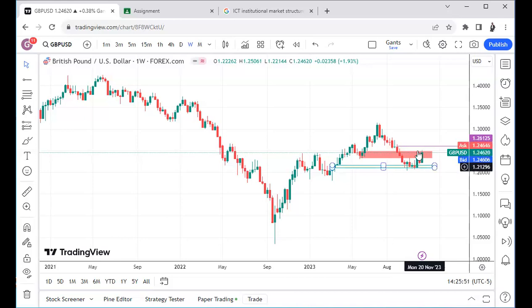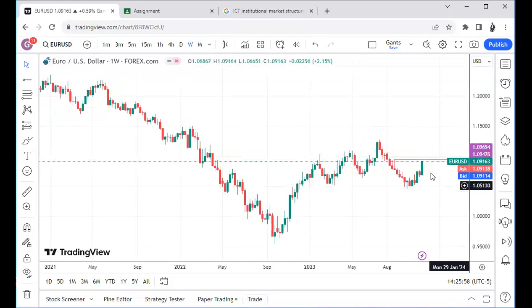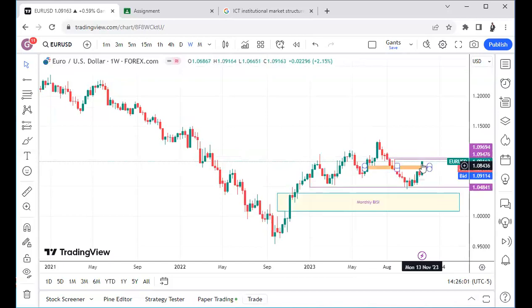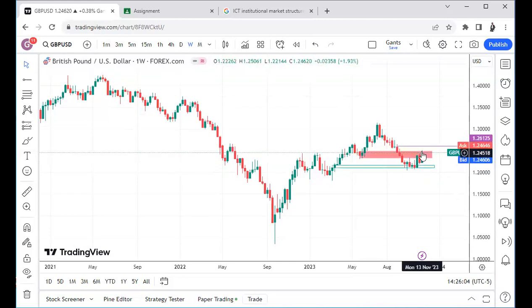Okay, it didn't take it out. You can see it didn't close above it. Unlike, let me show you, unlike EUR USD, that closed above it. You can see it closed above it on EUR USD, but GBP USD didn't close above that area. This bearish breaker block, it didn't close above it.